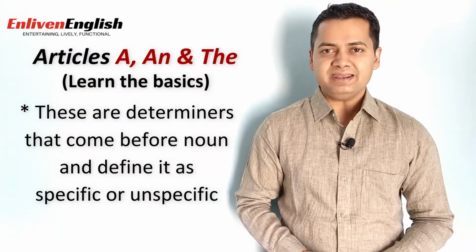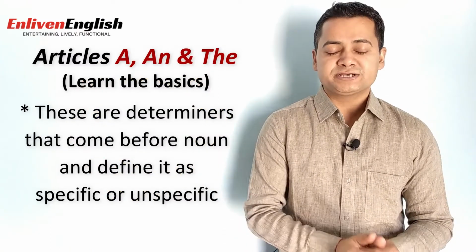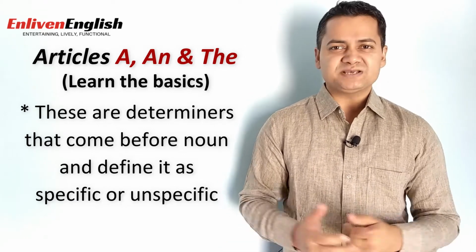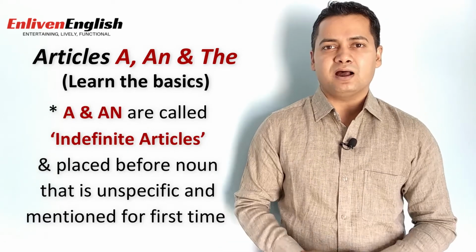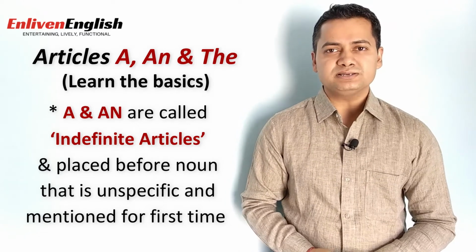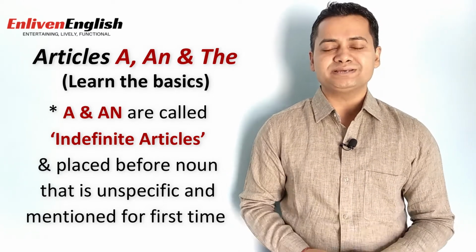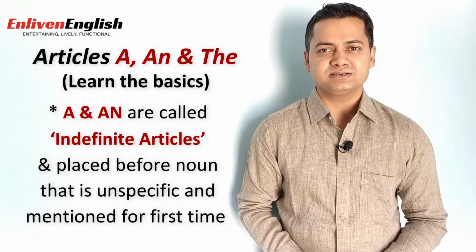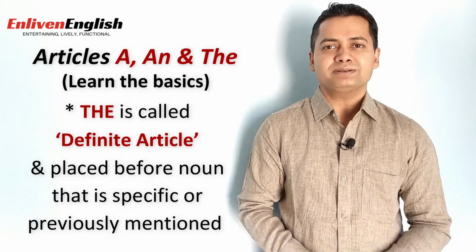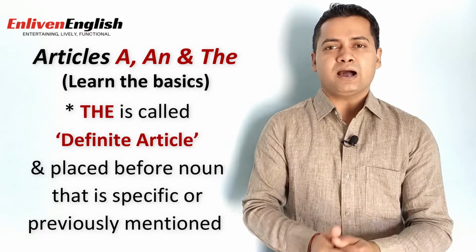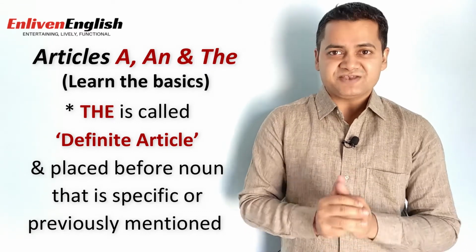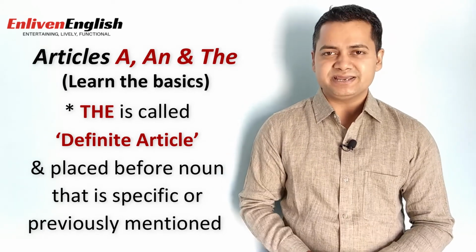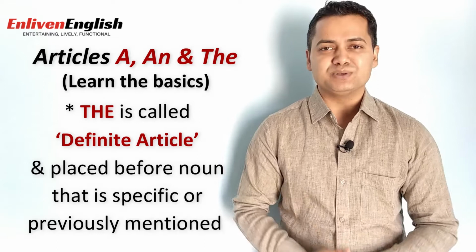Articles a, an and the are determiners which come before a noun and define it as specific or unspecific. A and an are called indefinite articles and placed before a noun which is unspecific and mentioned for the first time in a sentence. The, on the other hand, is called definite article as it comes before a noun which is specific or the reader is aware of. Let's understand this in detail with the help of some examples.